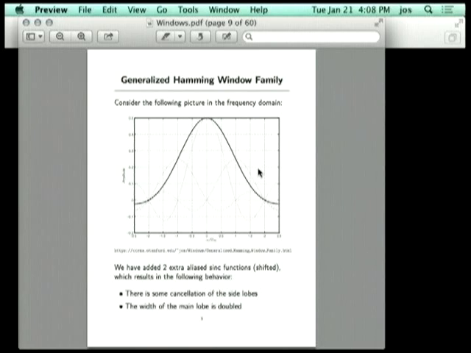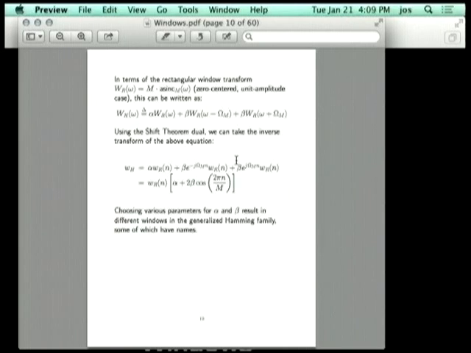All right, so now the generalized Hamming family is something that I've introduced already. And remember that it's an aliased sinc with 2 additional aliased sincs shifted over one bin of the critically sampled DFT, and same width. And in the time domain, that's a rectangle plus a cosine. So this is how you get your rectangularly windowed raised cosine window family.